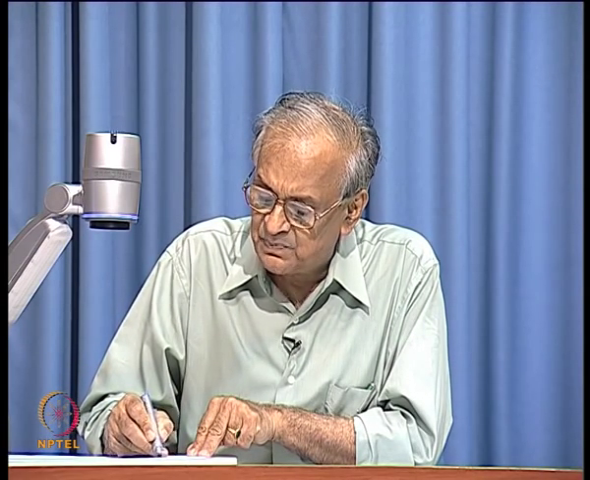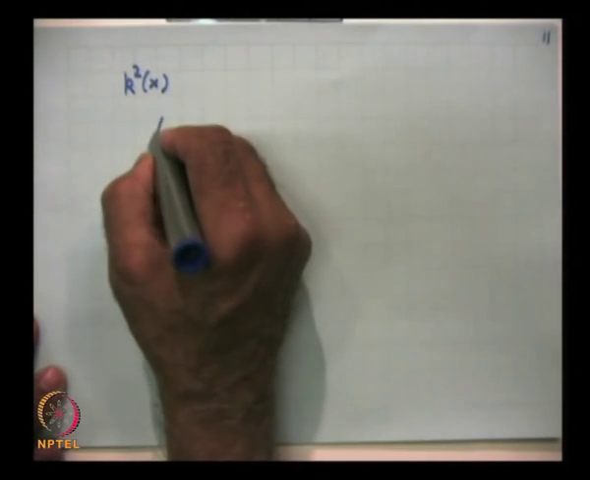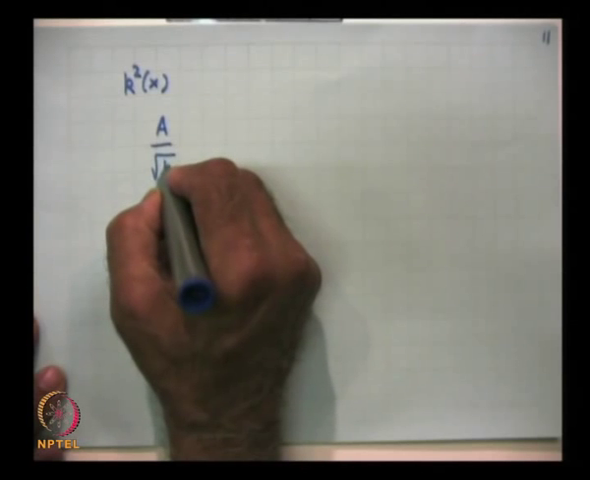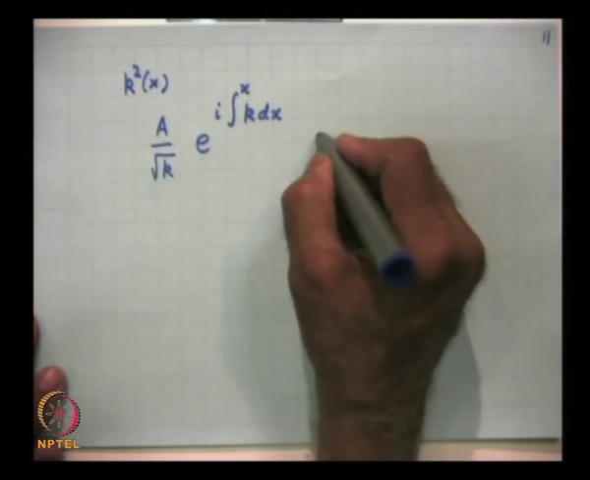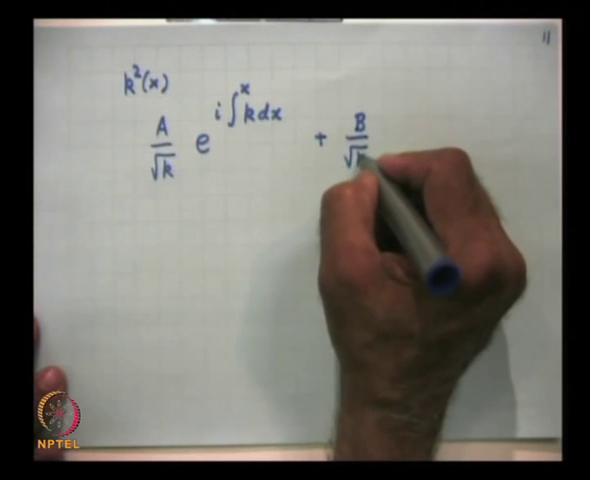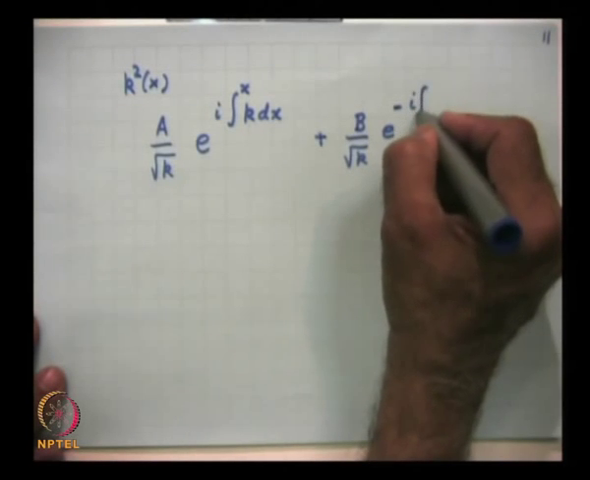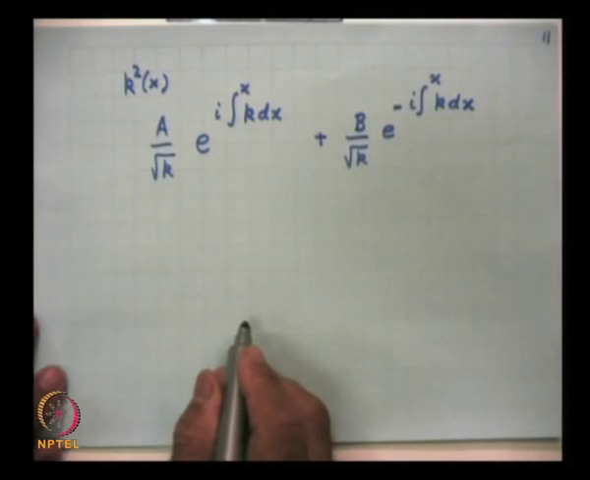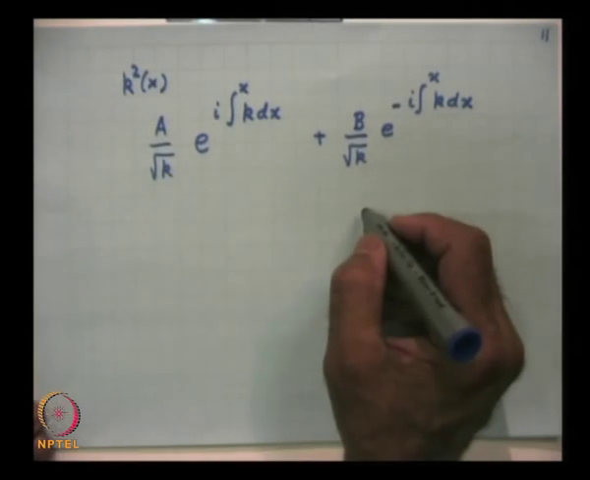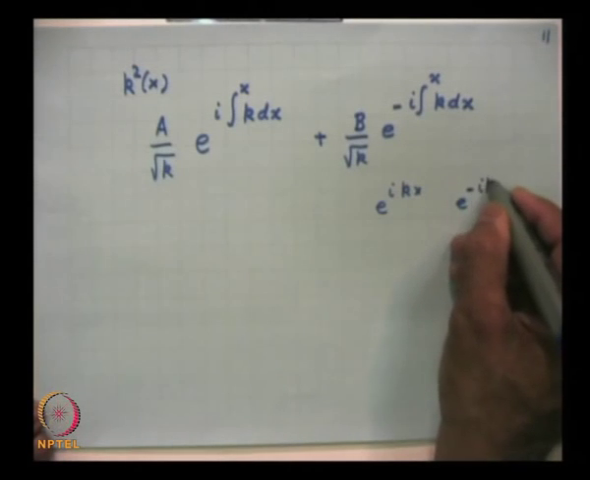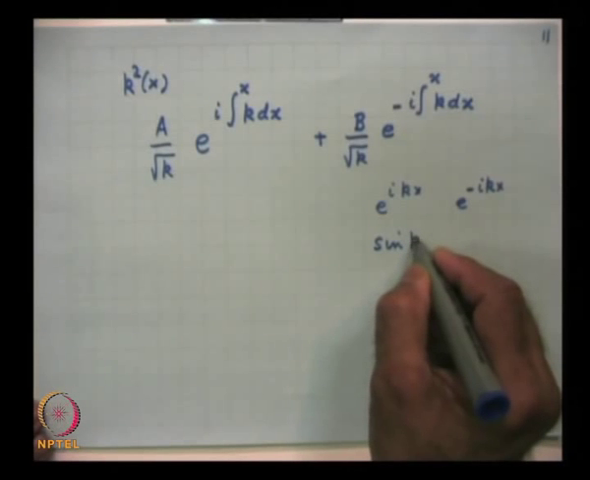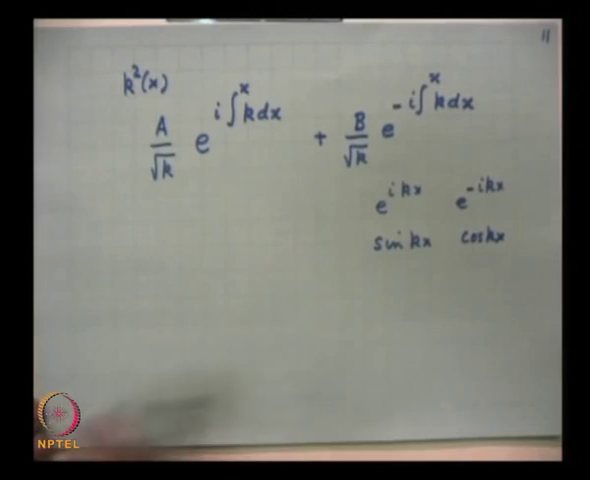Now, let me first mention that when k square of x is positive, the two independent solutions are 1 over root k e to the power of plus and minus i integral a to x k dx. I can take any linear combination also. For example, when k square is constant, I can write the solution as e to the power of i k x and e to the power of minus i k x, or I can write this as sin k x and cos k x. That is also a legitimate solution.